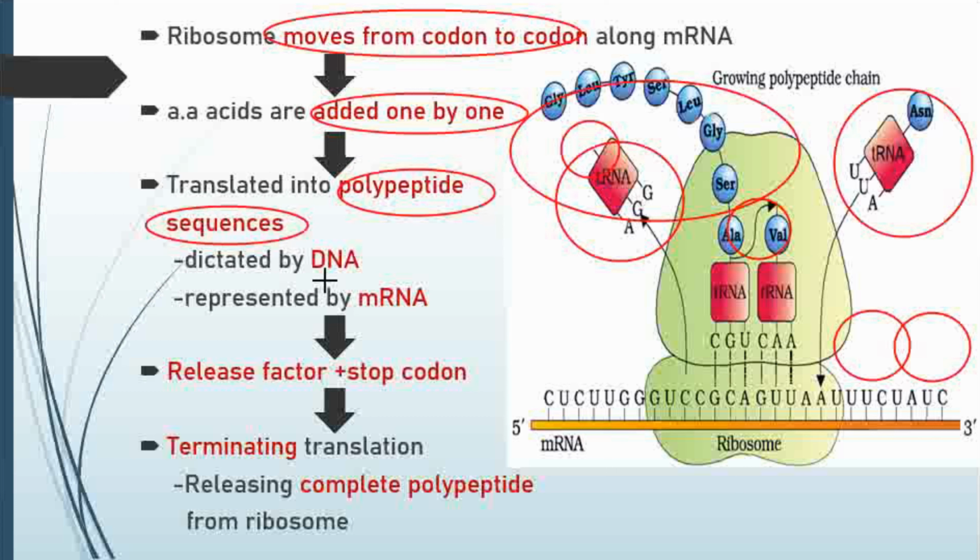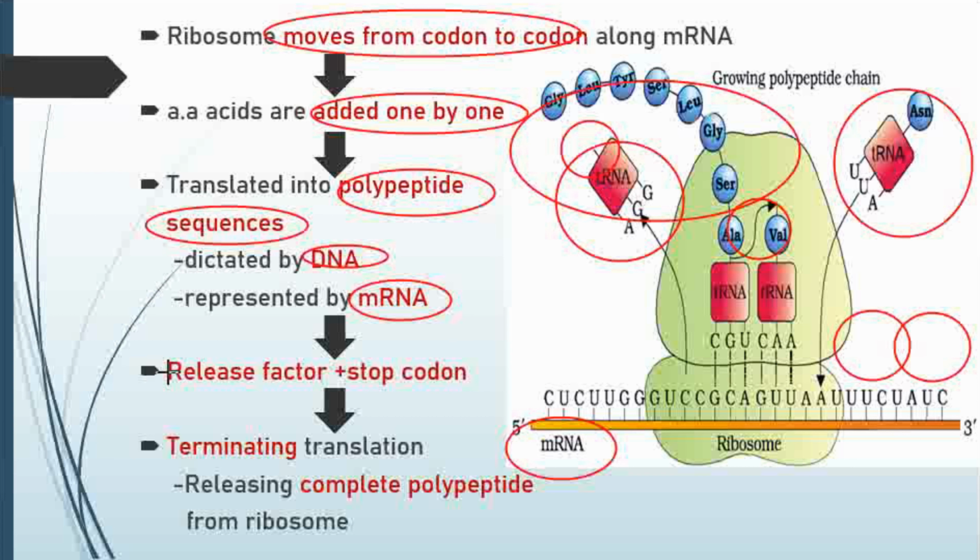As you all know, the growing polypeptide chain sequence is dictated by the DNA. This mRNA is just a representative of the DNA, because we got this mRNA from the DNA by the process of transcription. So it is just a representative, but it was dictated by the DNA.